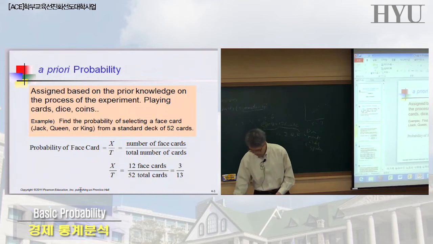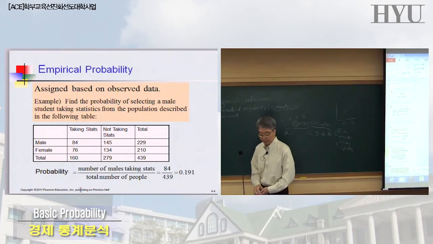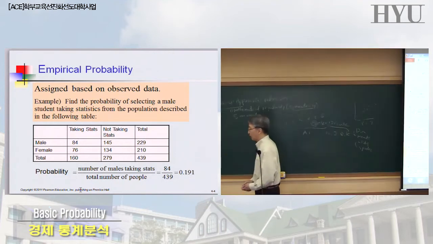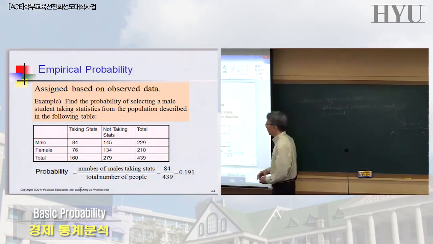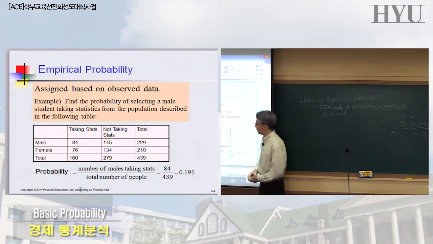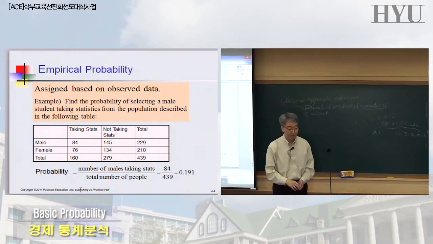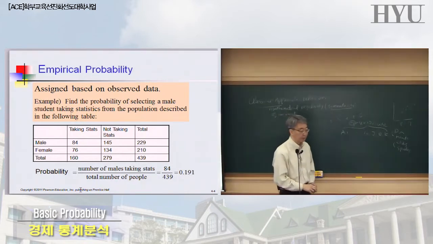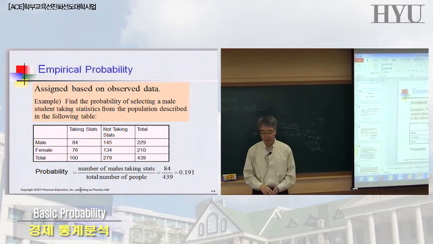All right. Next approach is called the empirical probability or empirical approach. Empirical means experience. So probabilities are assigned based on observed data, or based on experience, or past history. That's what we mean by empirical approach.